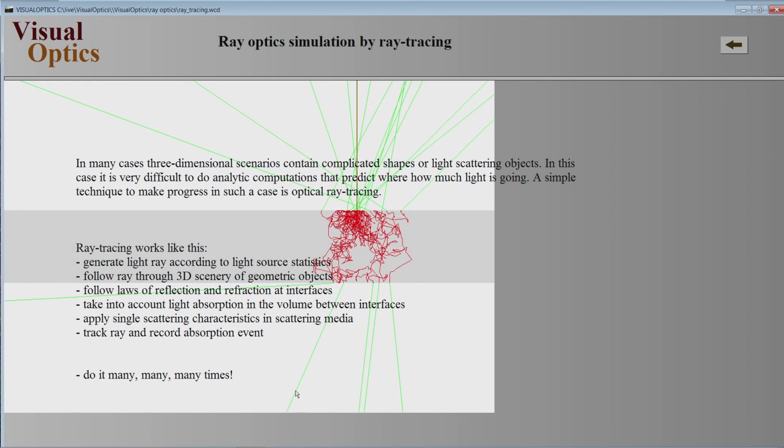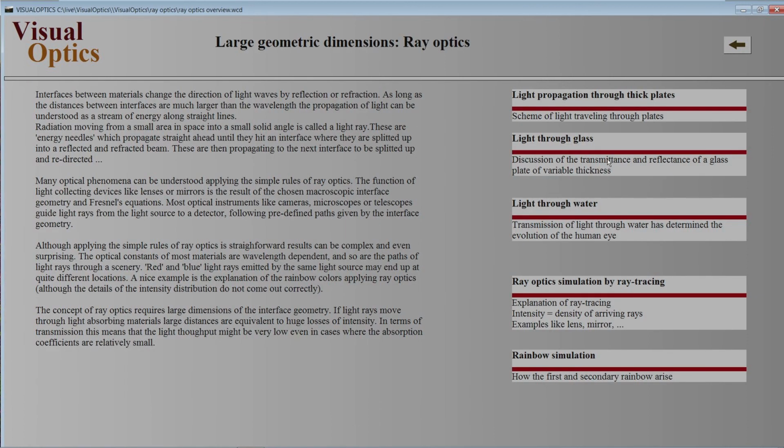So you can really follow and record the intensity of light everywhere in space, as long as all the dimensions are much larger than the light wavelengths. This is called ray tracing, or incoherent superposition of light waves, where we just add intensities. There are some problems that you can solve by ray optics or by this ray tracing.